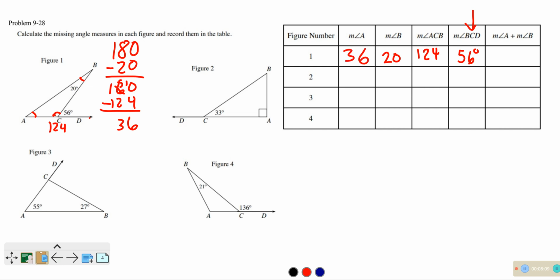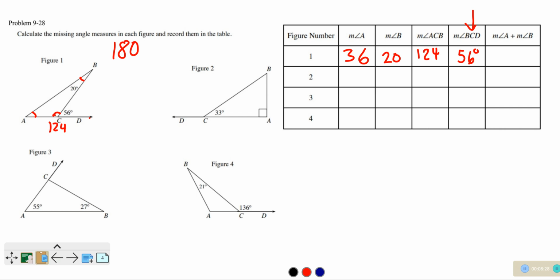So notice I am just working through these triangles and lines using two facts. A line has 180 degrees and a triangle has 180 degrees. You subtract what you know to figure out what was missing.